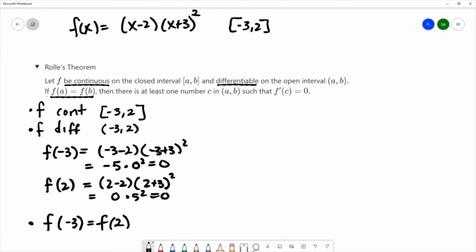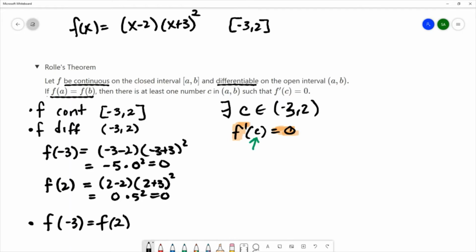So that leads us to the conclusion of this theorem. The conclusion is that there exists a c in the interval from a to b, in the interval from -3 to 2, such that the derivative will equal 0. The derivative at that value of c is equal to 0. So to find that value of c, we need to calculate the derivative and then create an equation by setting that derivative equal to 0, and then we'll solve for the value of c.